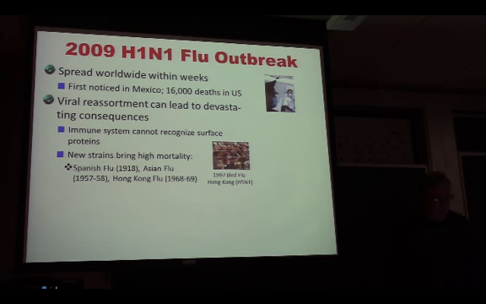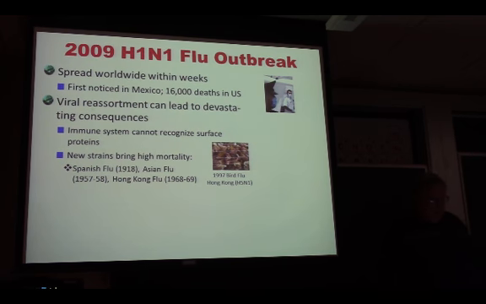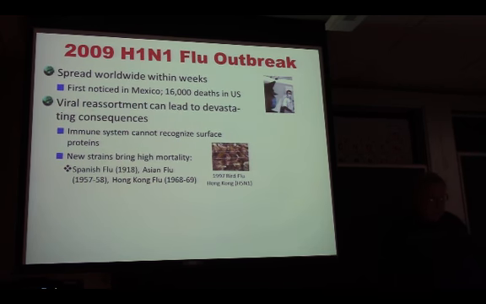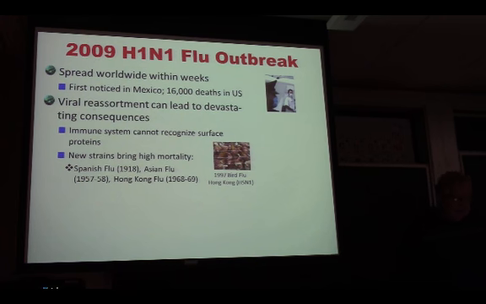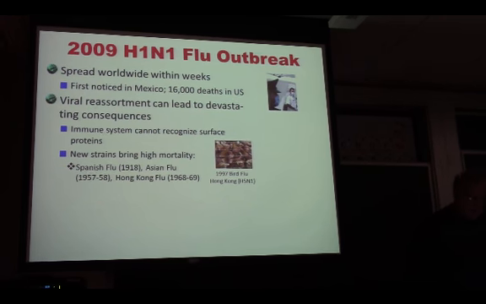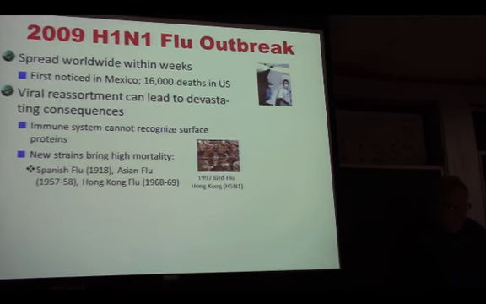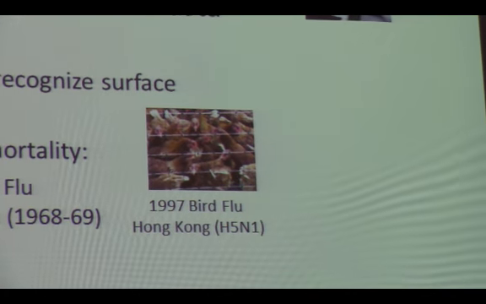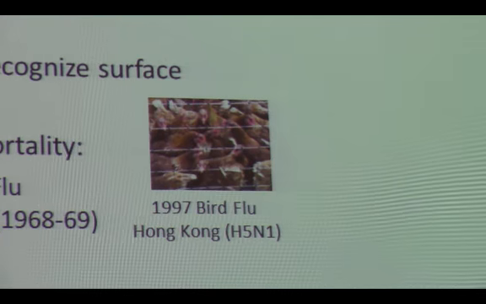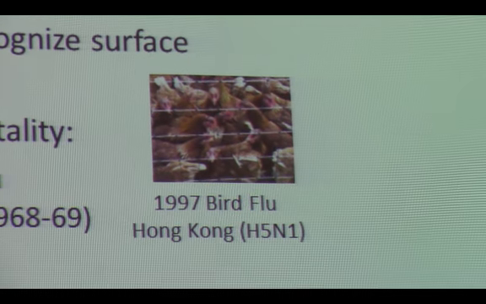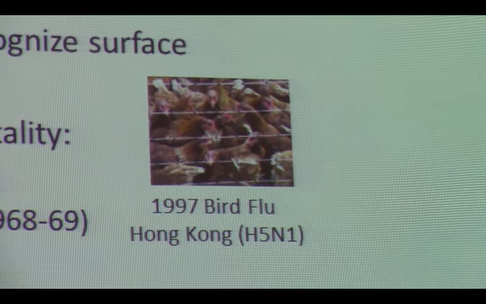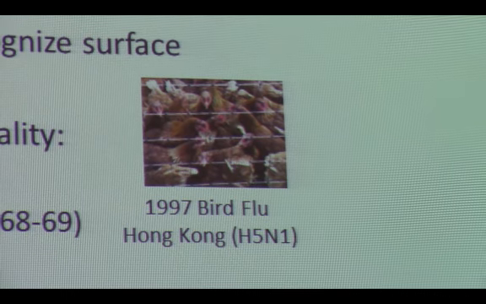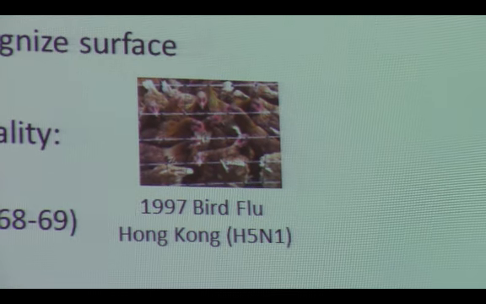This additional variation brought upon by these reassortments produces some strains that are particularly nasty or virulent, including the Spanish flu, the Asian flu, the Hong Kong flu, and in 1997, a bird flu that was originally discovered in Hong Kong and led to naming that flu the H5N1 strain.